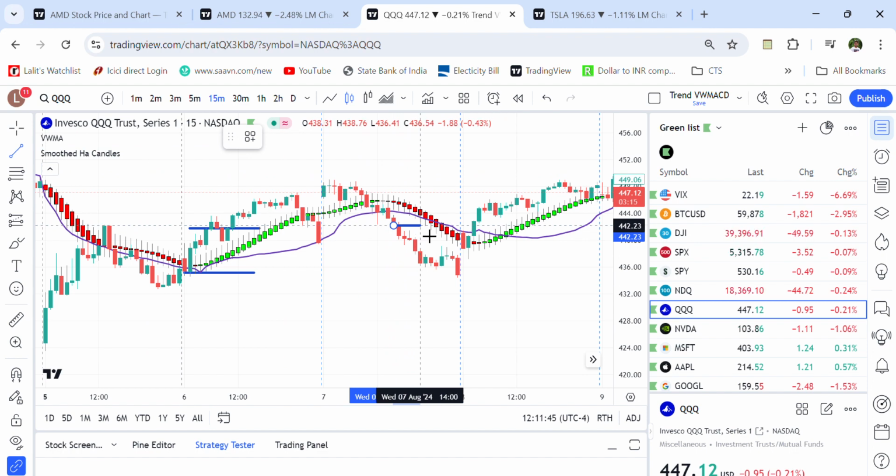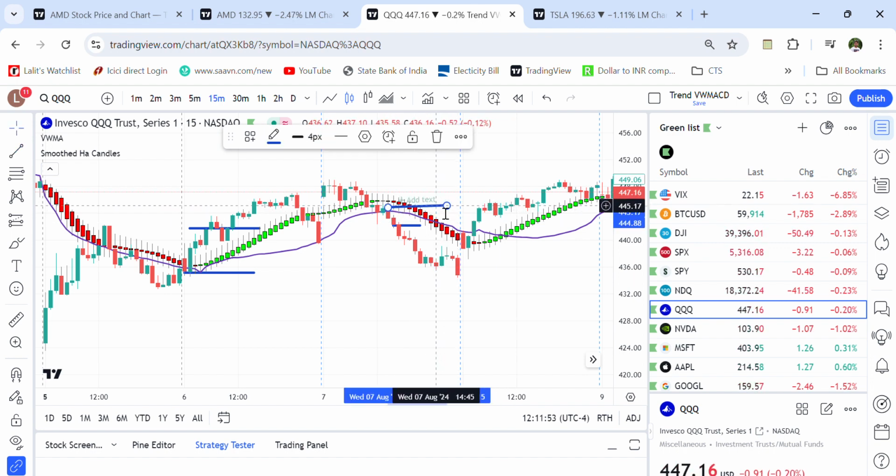So this is my entry. What is my stop loss? The candle which crossed the VWMA. Okay, so this is my stop loss. This is quite a small range, 445 to 442. That is a $3 range.